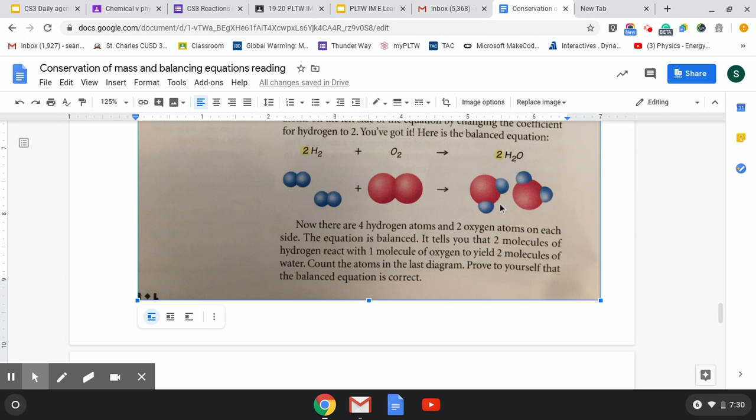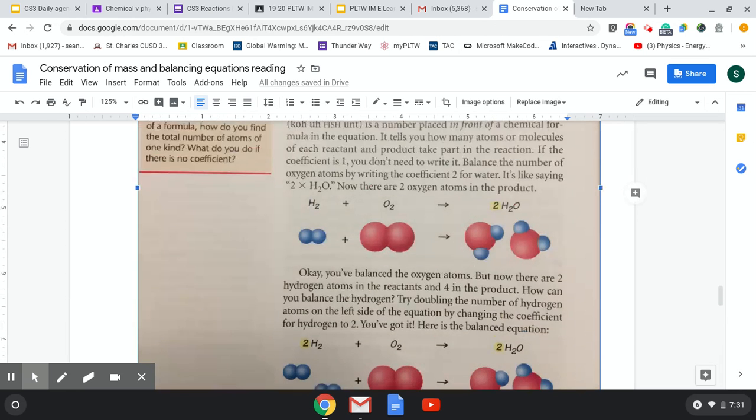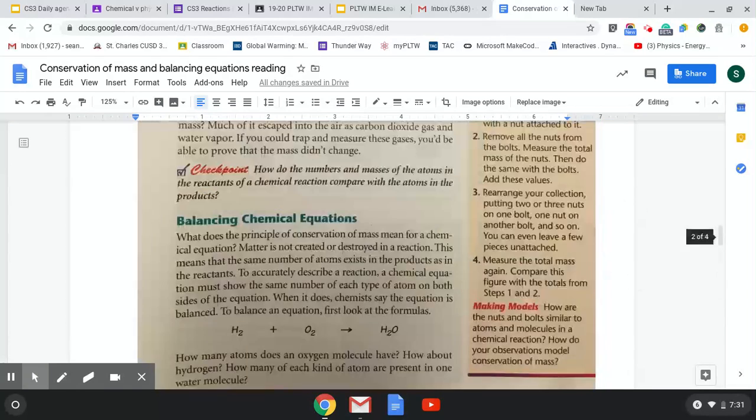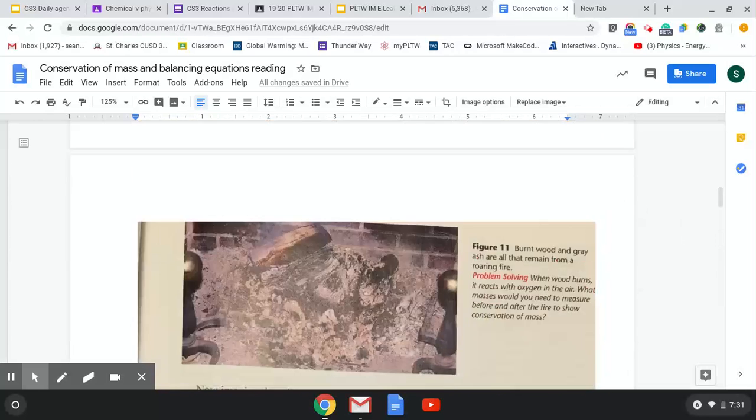Count the atoms in the last diagram. Prove to yourself that the balanced equation is correct. So that is it. So let's go through what I would take as the notes.